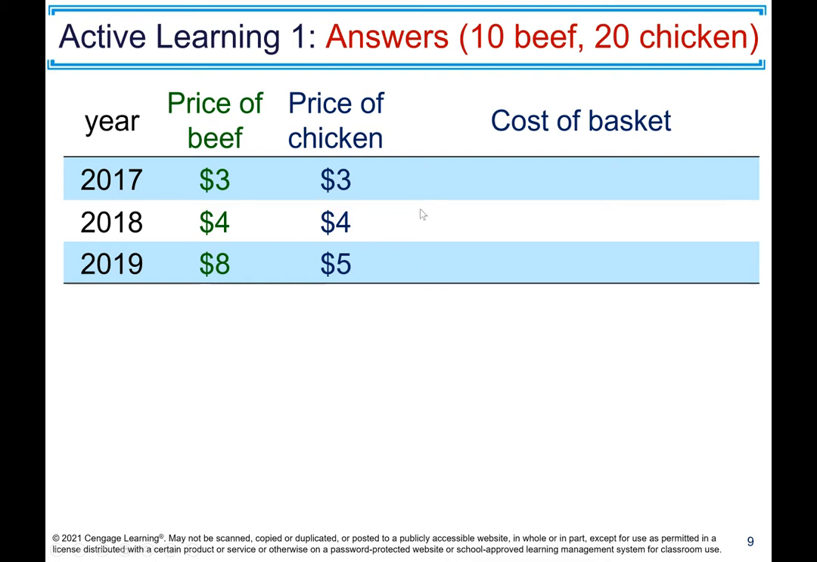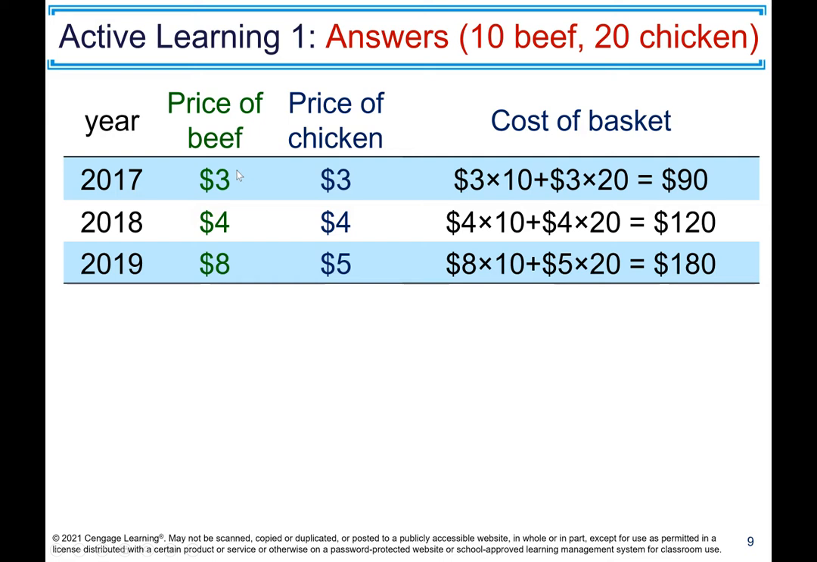So what do we do? We start by finding the cost of the baskets. In 2017, it is 3 times 10 plus 3 times 20, and that is 90. The cost of the basket in 2018 is 4 times 10 plus 4 times 20, and adding the two is 120. Then 2019, it is 8 times 10 plus 5 times 20, you have 180.